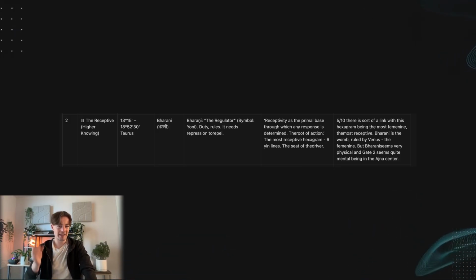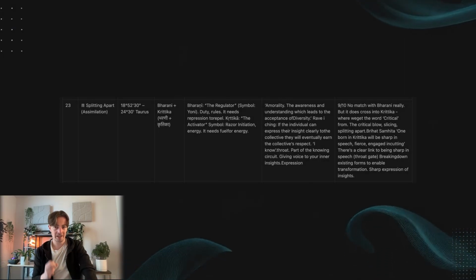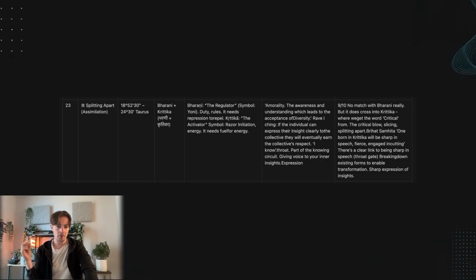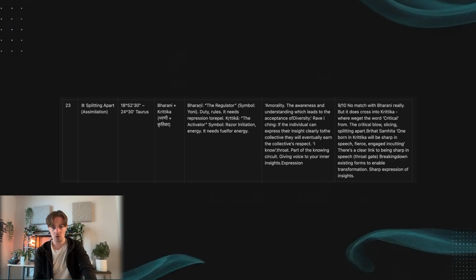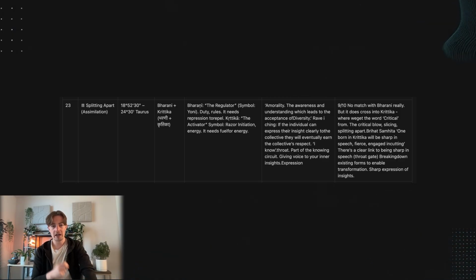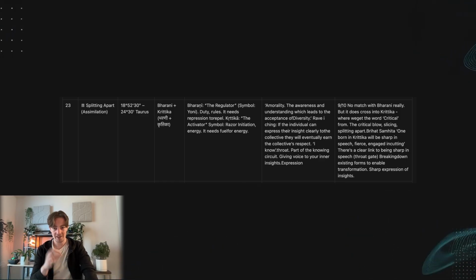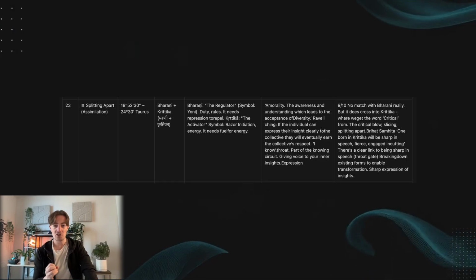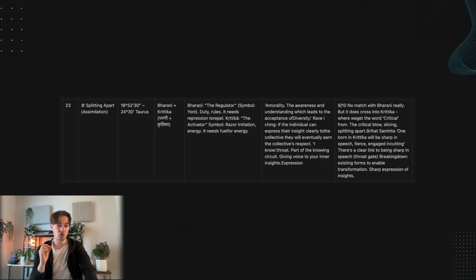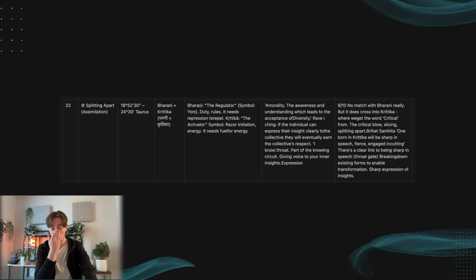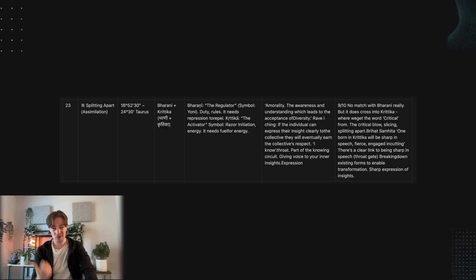Let's move on to Gate 23, splitting apart, the Gate of Assimilation, going from around 18 degrees to 24 degrees of Taurus. It crosses over the Bharani and the Krittika nakshatras. The Krittika nakshatra, it's called the activator. There's a symbol of the razor, the knife. It's about initiation energy. It needs fuel for initiation. And Krittika is a Sanskrit word for where we get the word critical. So think critical hits, critical chopping, knives, getting something highly critically accurate.